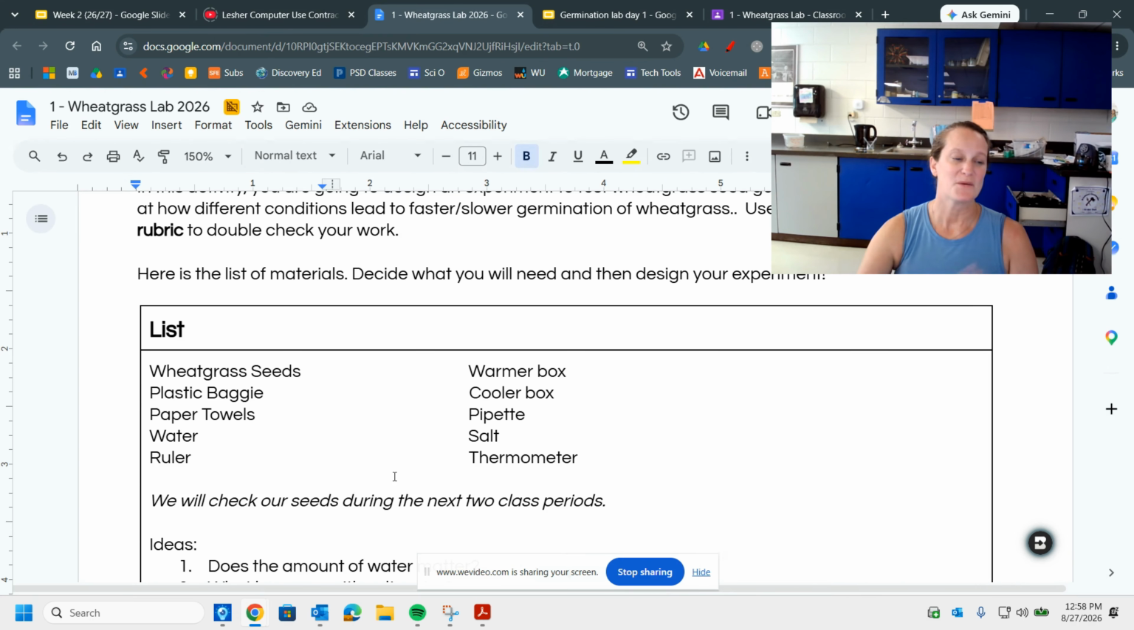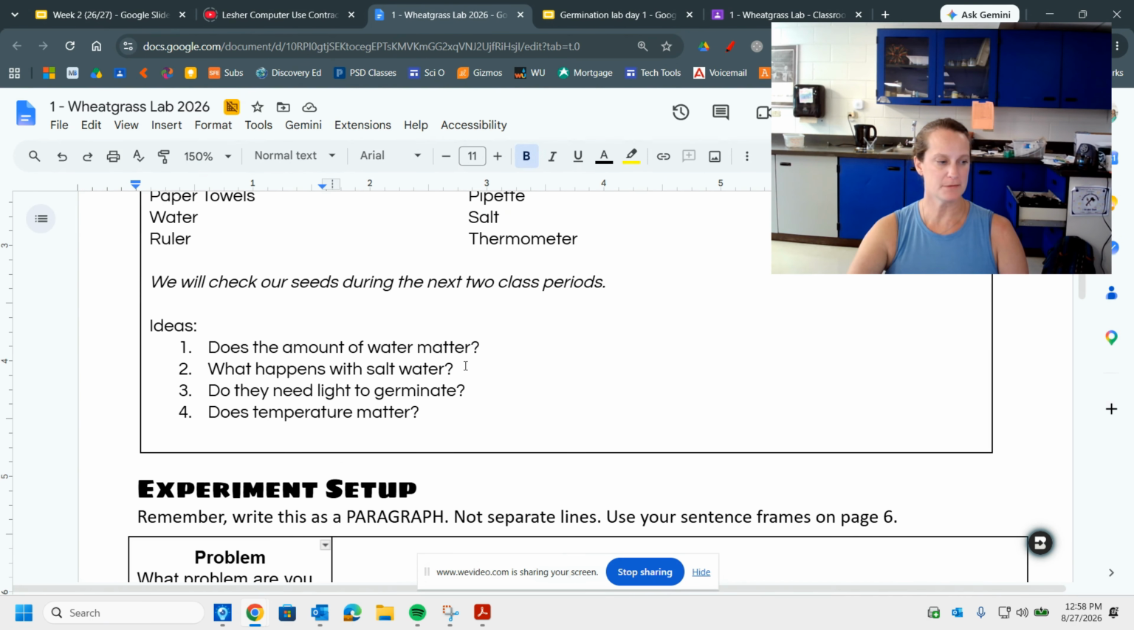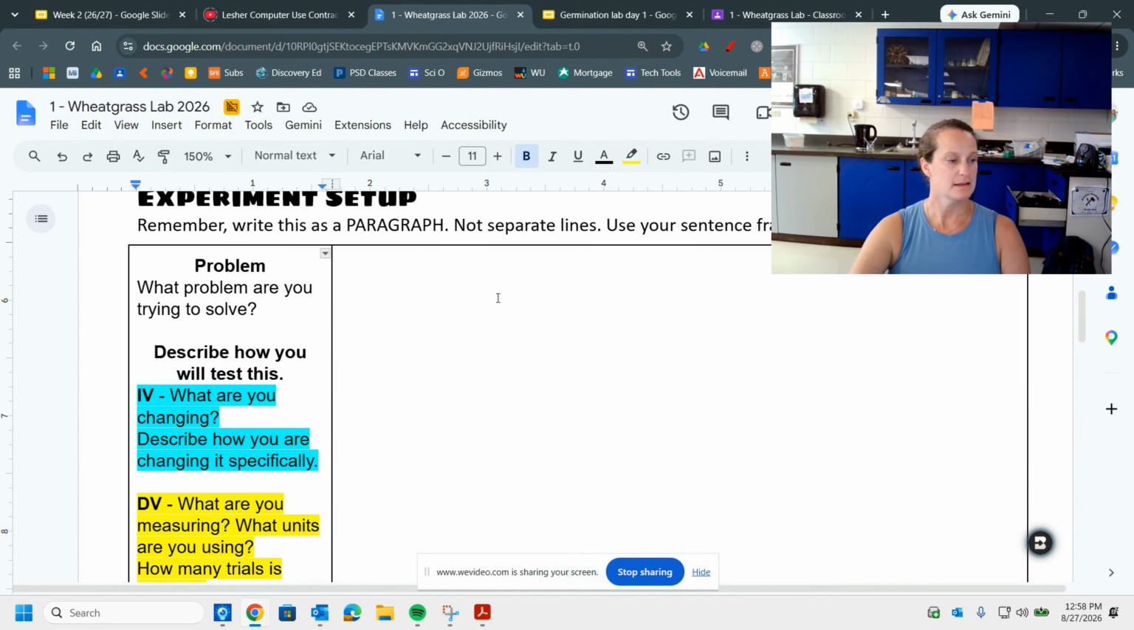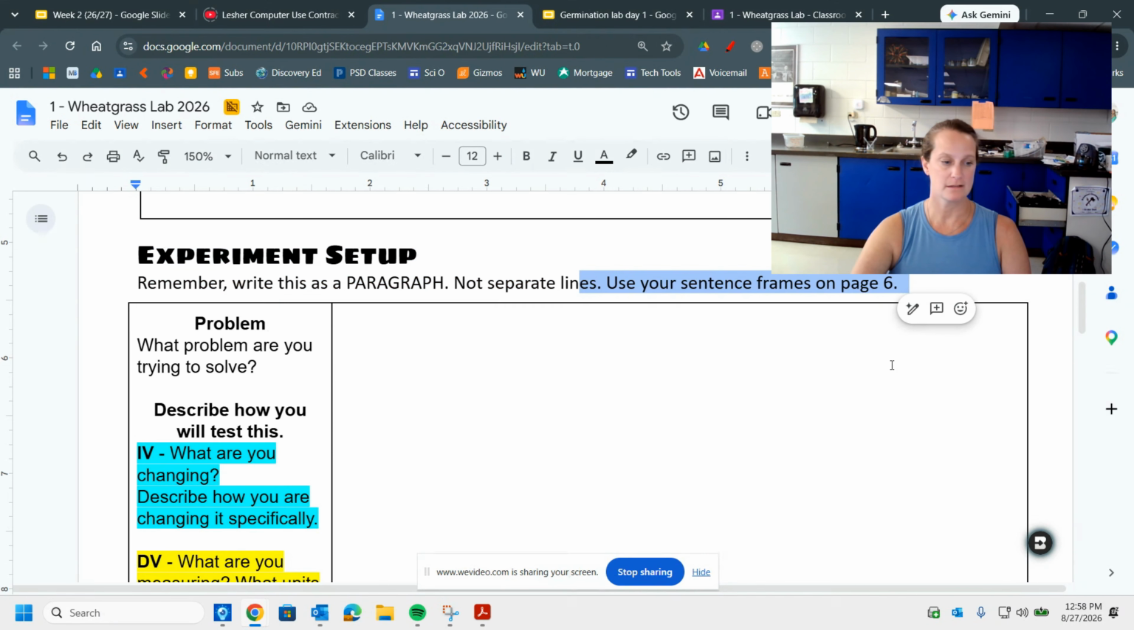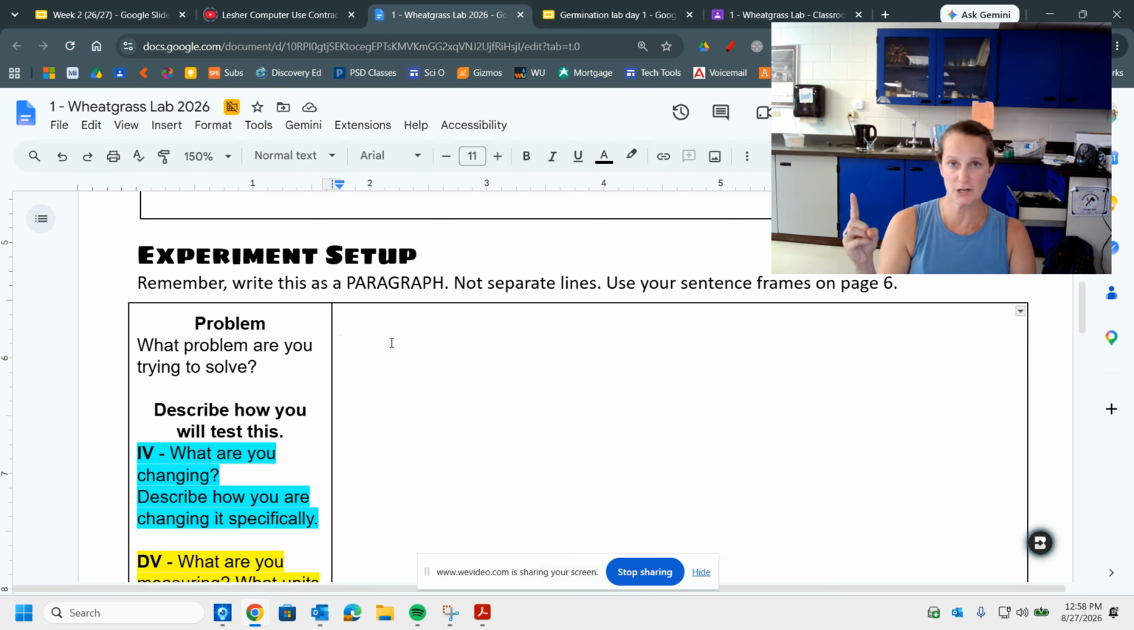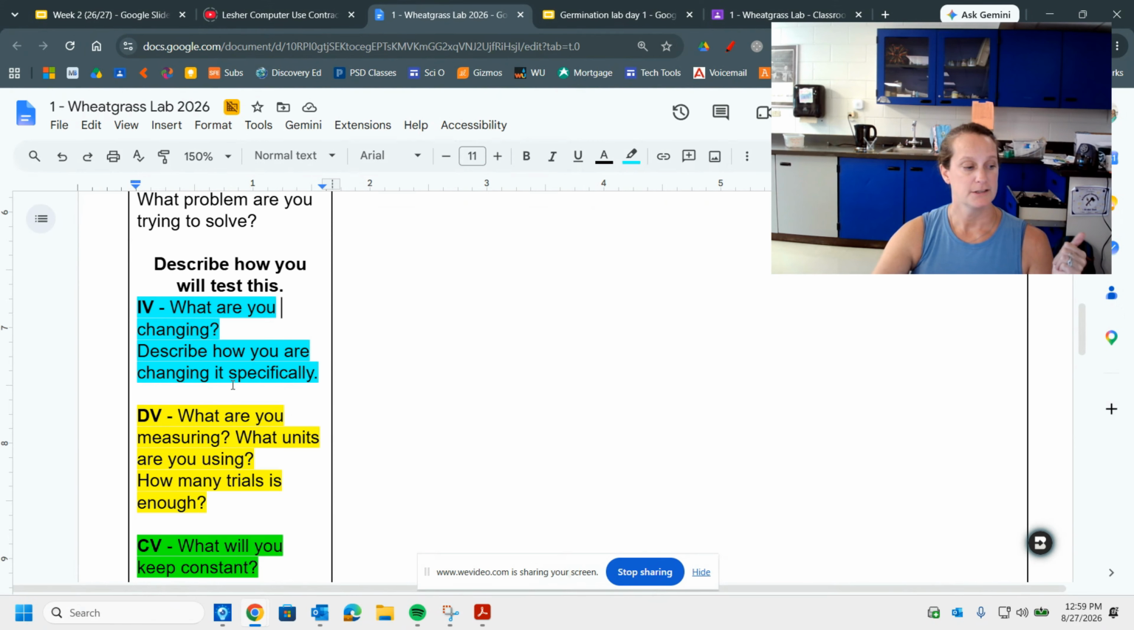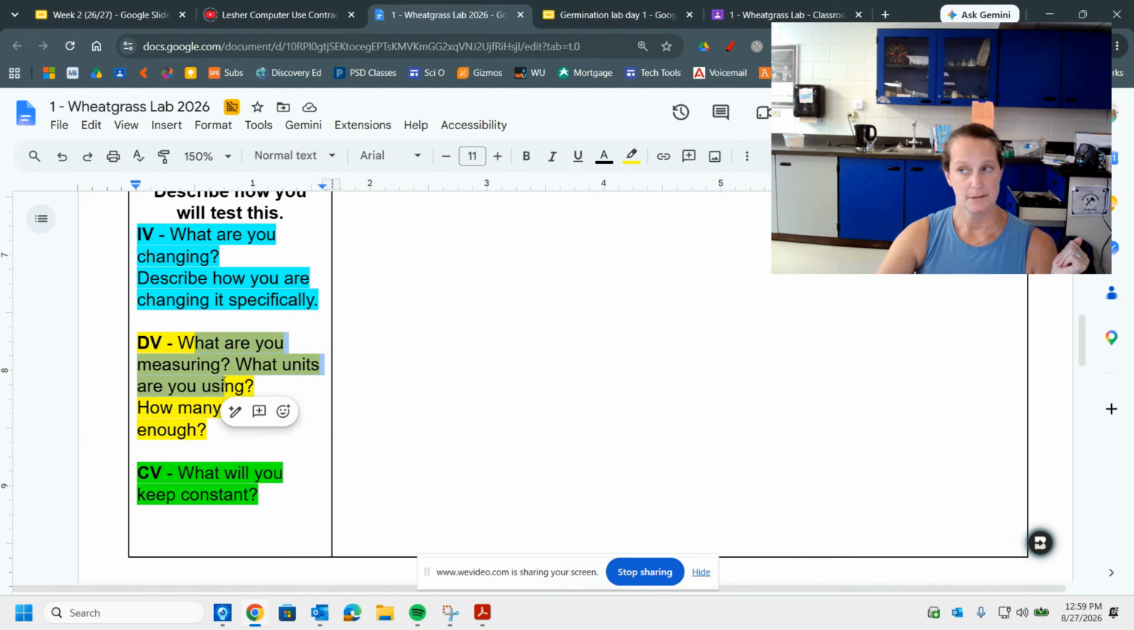Okay, so what you guys are going to do is open up your computers. You are going to go to Google Classroom. I already added you to my Google Classroom. And you are going to use your sentence frames on page 6 to tell me what the problem is that you are solving. If you look at those sentence frames, the first sentence I should see is: the problem I am trying to solve, or the problem I am testing, is how does the amount of water, the amount of light, the temperature affect the growth of the grass seeds? Okay, you're going to tell me how you're changing it. You're going to tell me what you're measuring. You're going to tell me the units you are using.